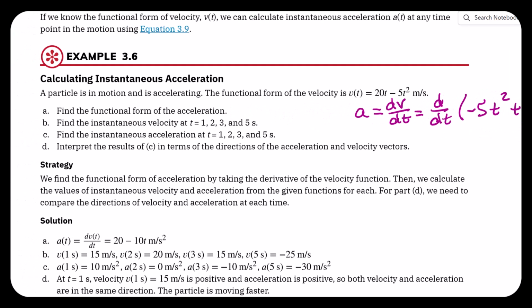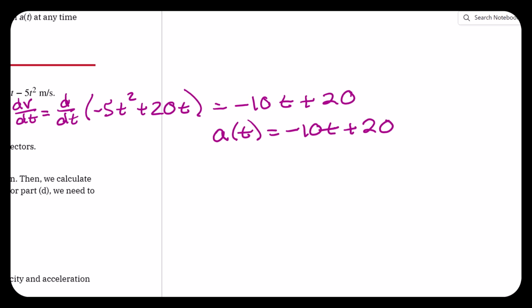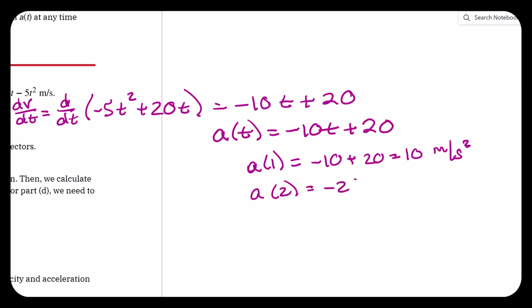Now we want to find the instantaneous acceleration at all those locations. I am fully capable of plugging in 1, 2, 3, and 5. So, okay, I guess I'll do it. a at 1. Look at that. 2. And this is where I'm going to do something wrong. 3. Look at me do math.